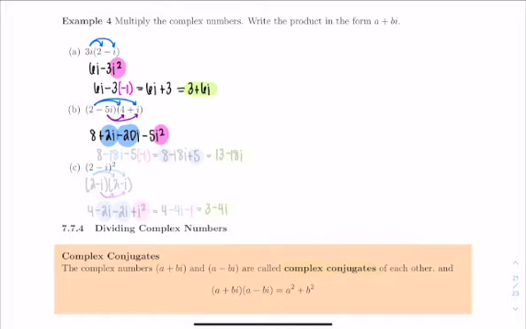Again, I have that i squared that I can replace, and in the middle we have like terms. So I have 8, 2i minus 20i gives me minus 18i, minus 5 times negative 1. This ends up giving me 8 minus 18i plus 5, and we can combine like terms one more time. And that's going to give me 13 minus 18i.